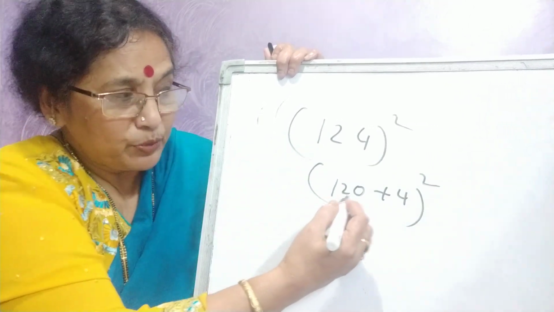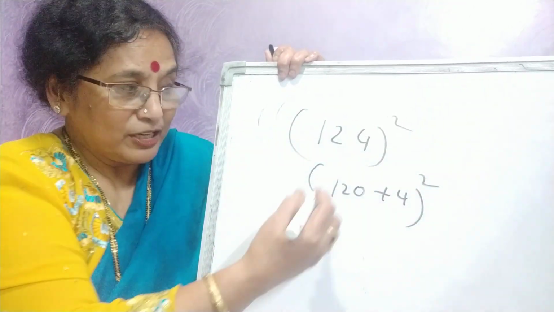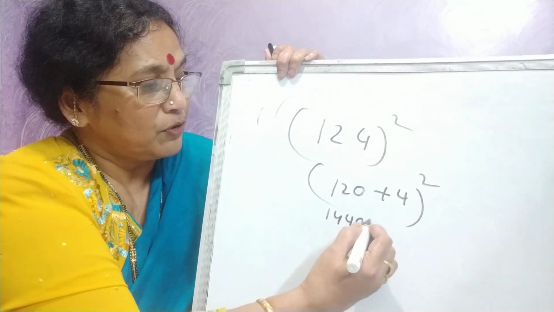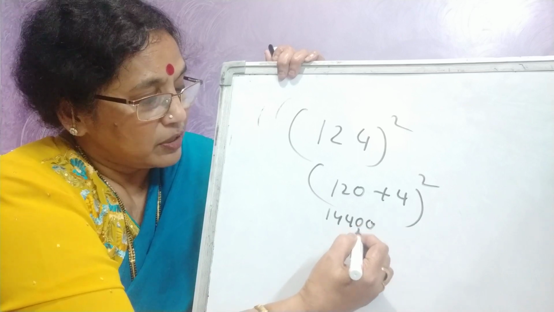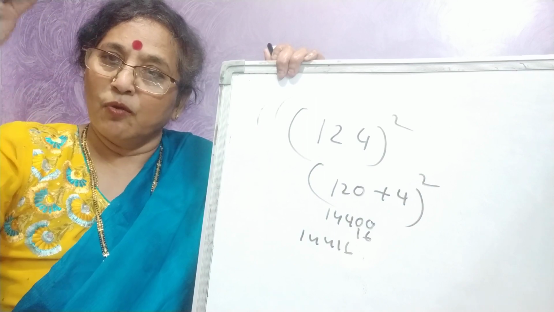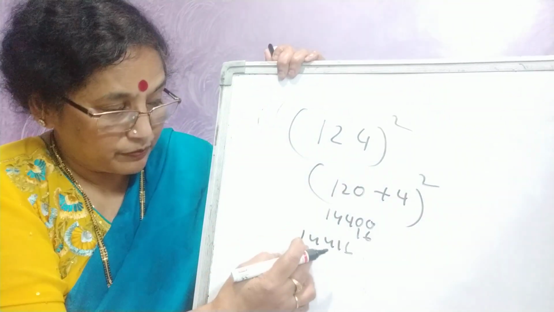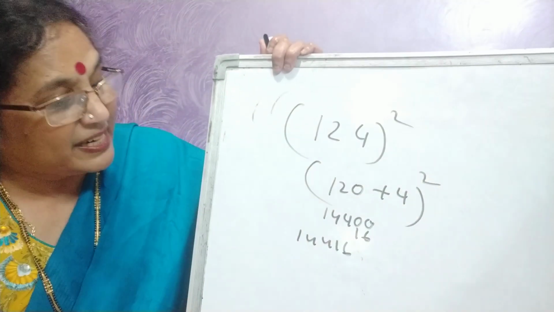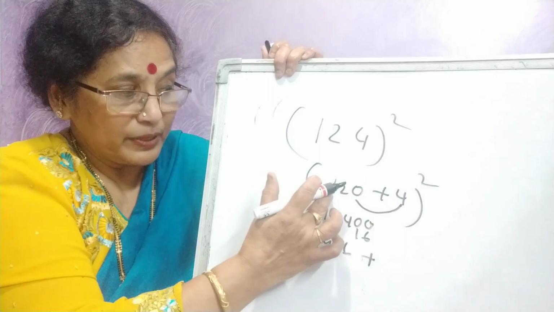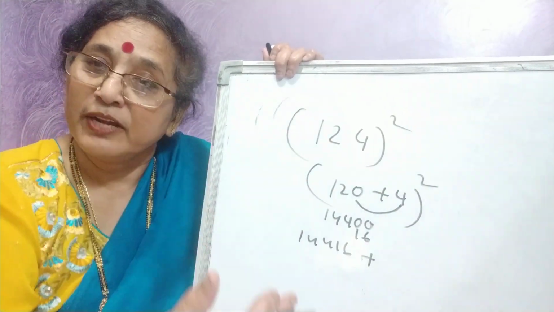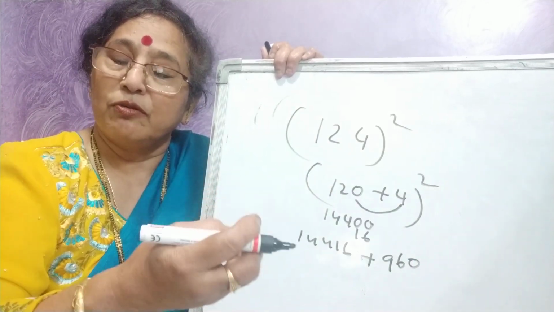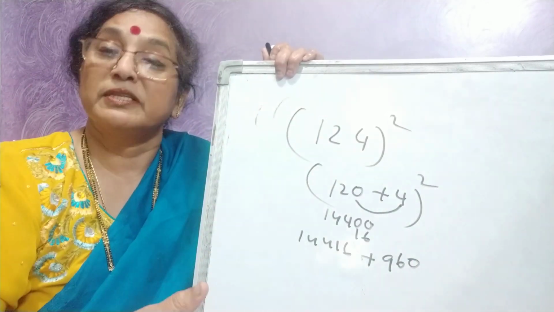Okay. So here you're doing 120 plus 4 whole square. So 120 square, 12 square is 144. And then 2 zeros. 144, 2 zeros plus 16. So it becomes 14400 plus 16, which mentally you can do, is 14,416. And plus twice this, you can multiply here only. 120 into 4 is 480, double of 480, 960. And children, you have to be very fast also in doing mentally double of numbers, triple of numbers, right?